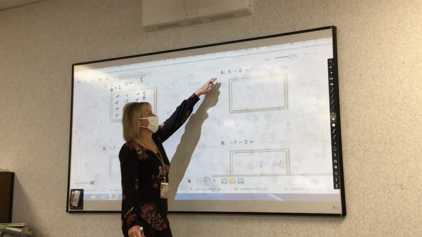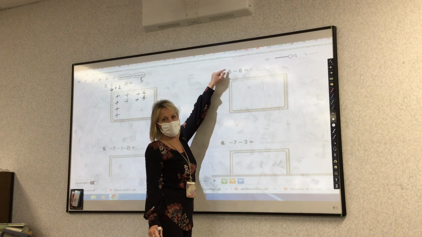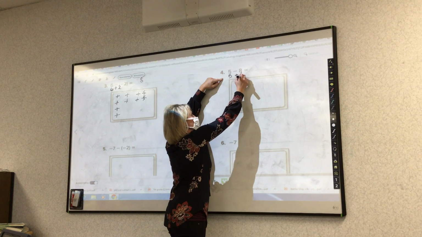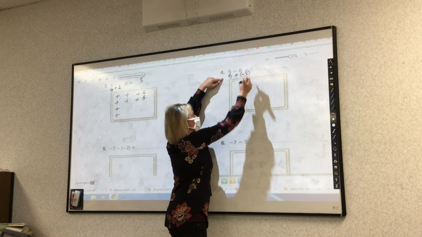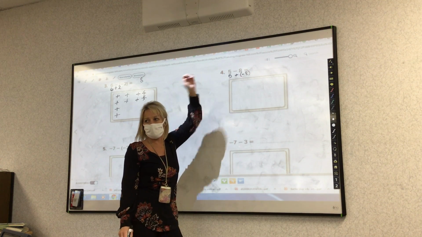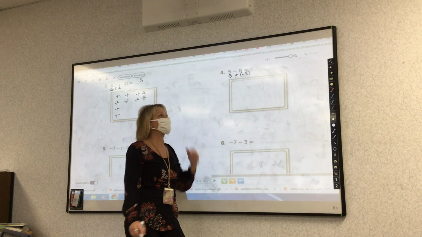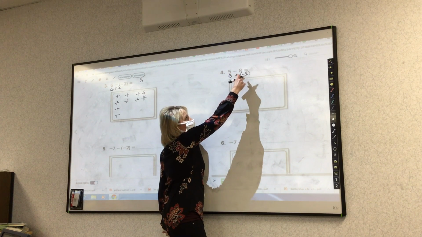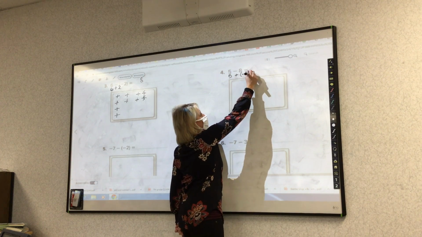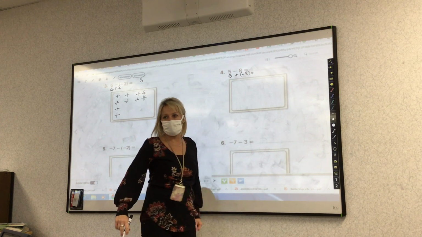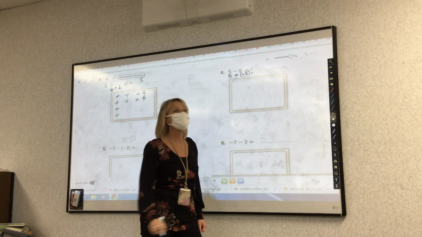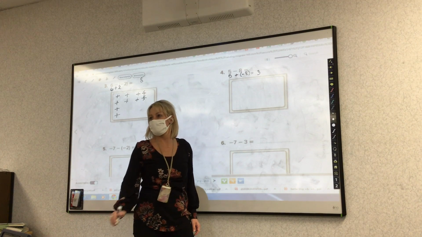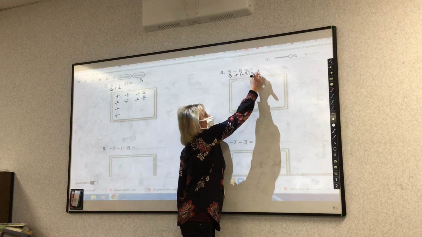5 minus 8. Keep, change. So I have 5 plus a negative 8. Which we would have a positive and a negative, so we actually subtract. So it's 8 minus 5. 3. And you would keep the sign of the bigger number, which is negative.